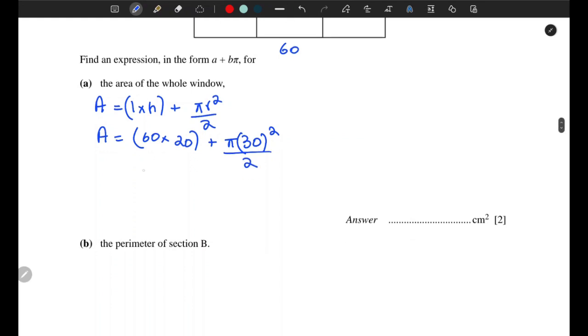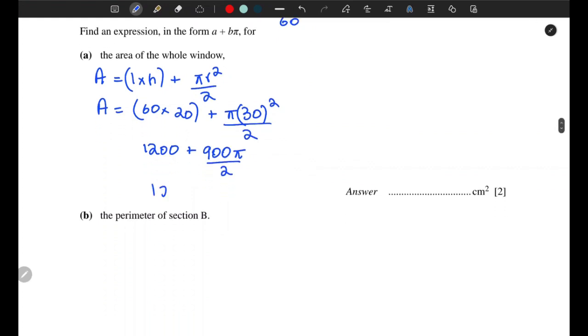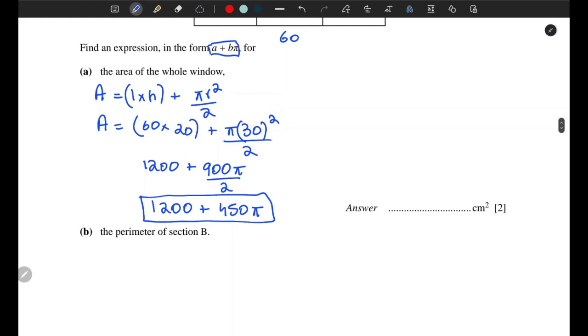Simplify this out. This is 6 into 2. 6 into 2 is 12. So this becomes 1200 plus 30 square, which is 900. Sorry, I think it's 900. So 900 pi over 2. And we can simplify this even further. We can say 1200 plus 900 over 2 is just 450 pi. And if you see, this is in the same form as the question asked us to give.